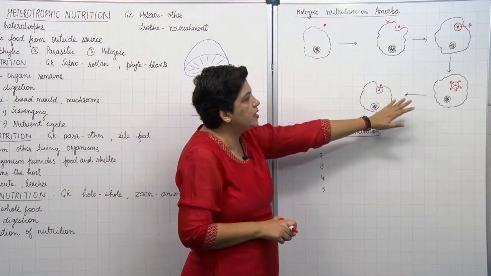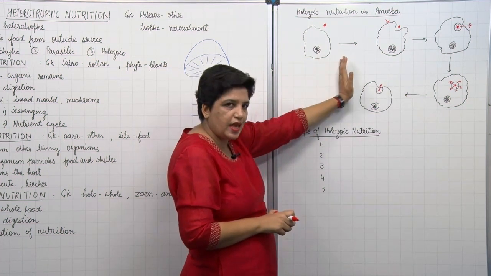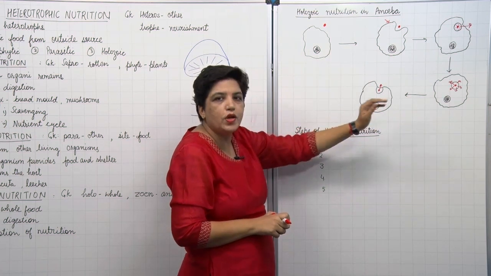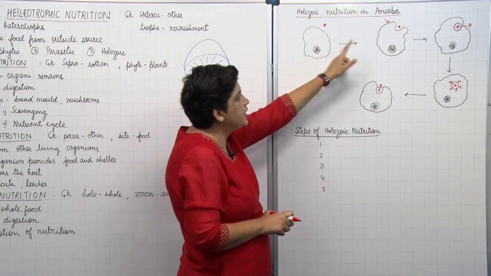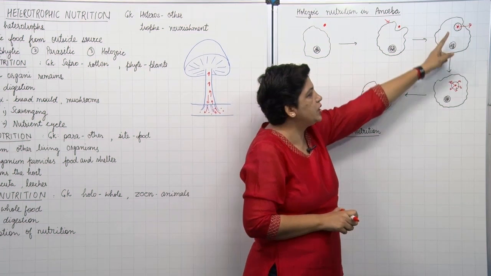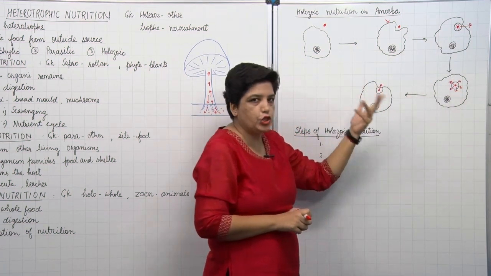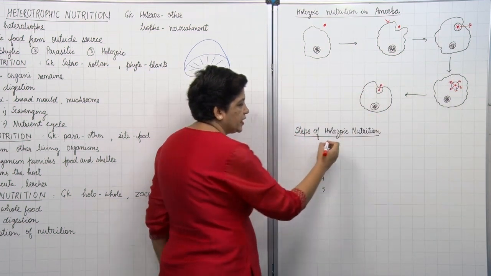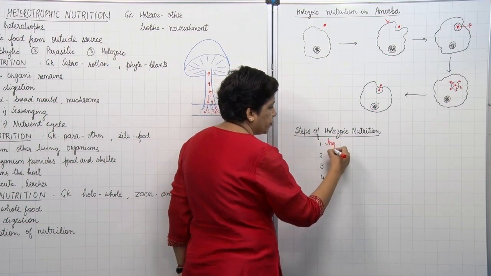Now after studying this, we can easily say what are the steps involved in holozoic nutrition. First is ingestion, then digestion, assimilation and egestion. Now let us study, first is ingestion.